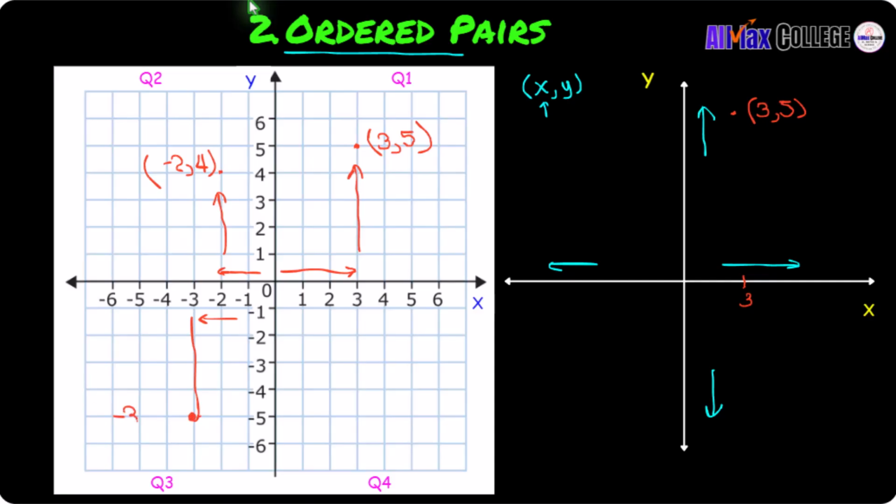Now, notice the order matters. (3, 5) and (5, 3) are two completely different points. That's why we call it an ordered pair. There is an order.